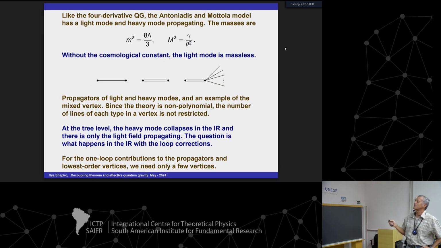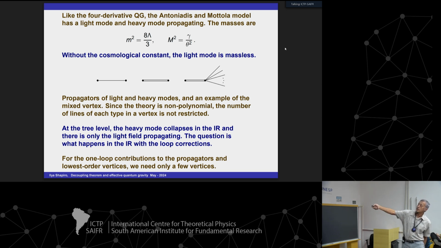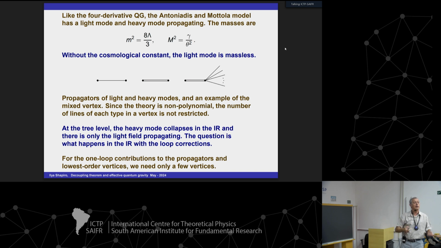So let me show you some details. This is the beginning of the game. We can put a cosmological constant, and then we have a light, small cosmological constant, light field instead of a zero mass field, which is just for generality. Then we have these two propagators, light field and heavy field, and vertices. I put here only one line of heavy field, but there can be an unrestricted number of them, of course. And so, at tree level, we know that this propagator collapses to the point, and there is no propagation of the heavy mode, and the light mode continues propagating.